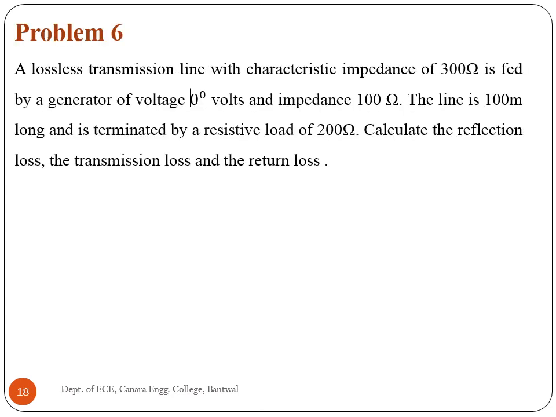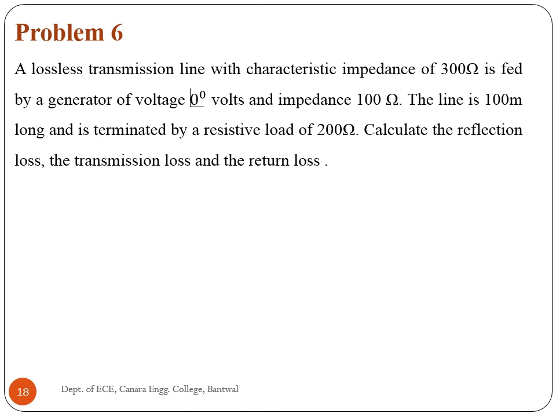Sixth problem. A lossless transmission line with characteristic impedance of 300 ohm is fed by a generator of voltage 0 degree volts and impedance 100 ohm. The line is 100 meter long and is terminated by a resistive load of 200 ohm. Calculate the reflection loss, the transmission loss, and the return loss.